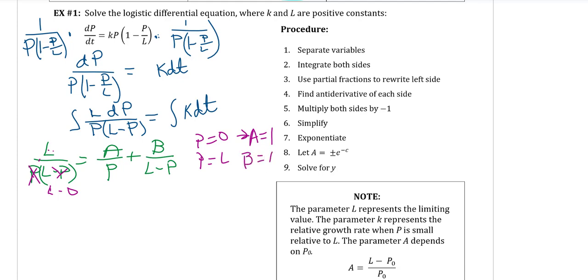So now this is what I'm integrating. I'm going to write this as partial fractions. I'm going to have the integral of dp over p, that's when a is 1, plus the integral of dp times 1, which would be b, over L minus p, and that's going to equal the integral of k dt. Okay, finding the antiderivative of both sides.